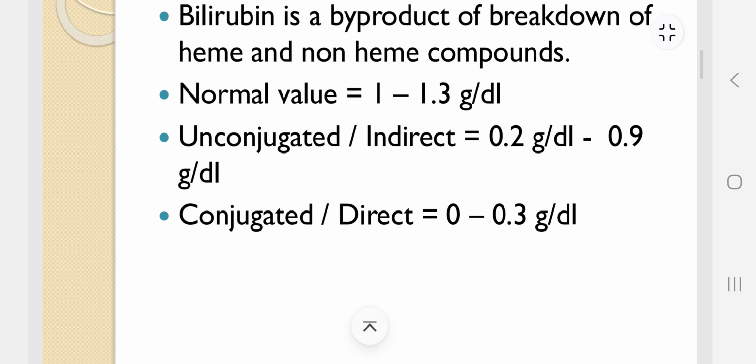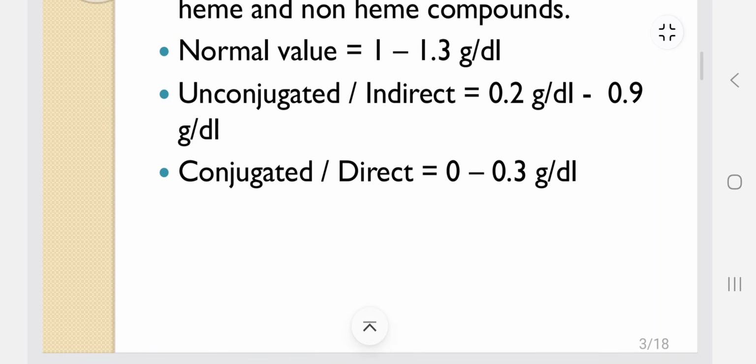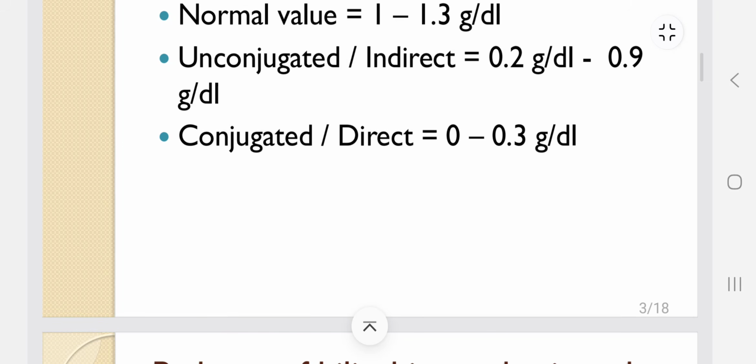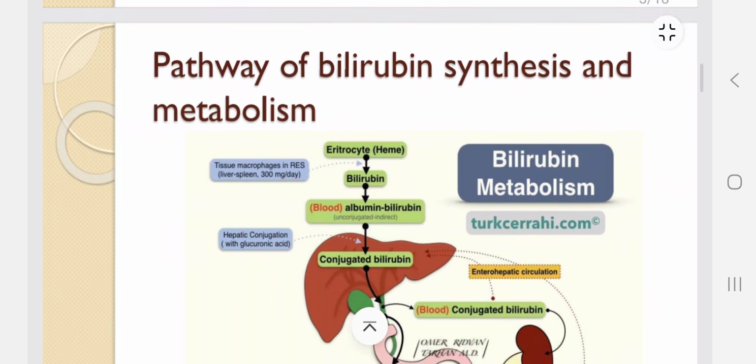The normal value of bilirubin is 1 to 1.3 gram per deciliter. It is further divided into unconjugated and conjugated bilirubin. Unconjugated bilirubin is also known as indirect bilirubin, whose normal range is 0.2 to 0.9 gram per deciliter. In case of conjugated or direct bilirubin, its normal range is 0 to 0.3 gram per deciliter. The terms direct and indirect are due to the Van den Bergh reaction, which you have studied in physiology.